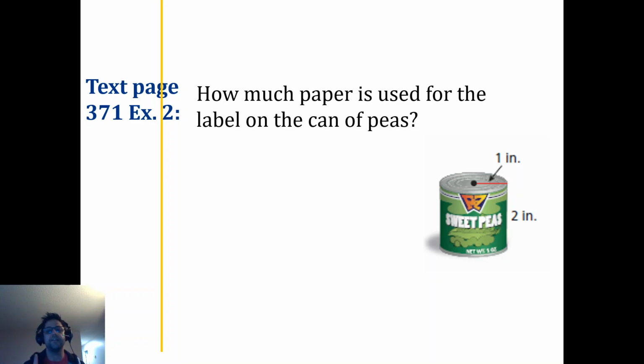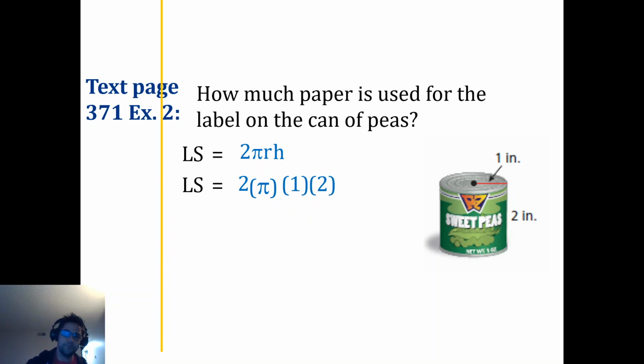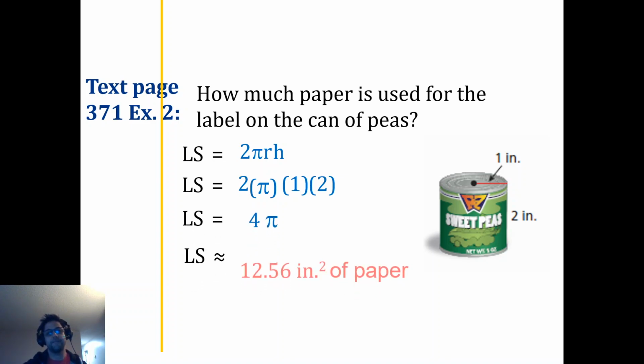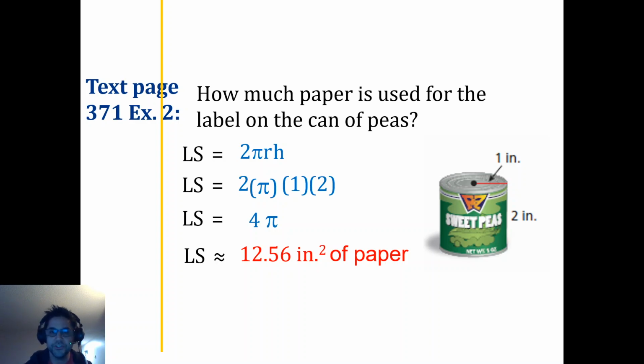It is just part of the rectangle when we unwrapped it, remember? And the rectangle is really just the circumference multiplied by the height. And look, they give you a radius of 1. That's beyond easy for us. So again, the label is just the rectangle, the circumference times the height. 2 times pi, radius is 1, and we have times 2. Wow. 1 times 2 times 2, 4 pi, and 4 times 3.14 is about 12.56 inches squared of paper. If we were to round to the tenths place, that would be 12.6 inches squared of paper.